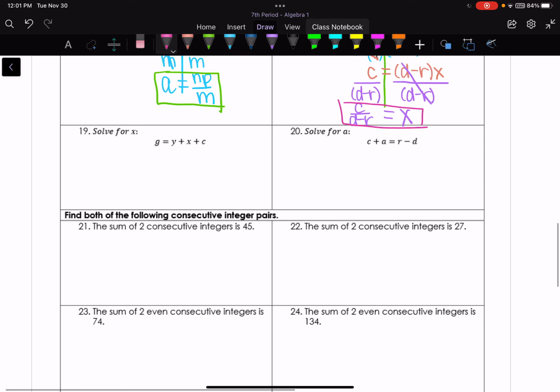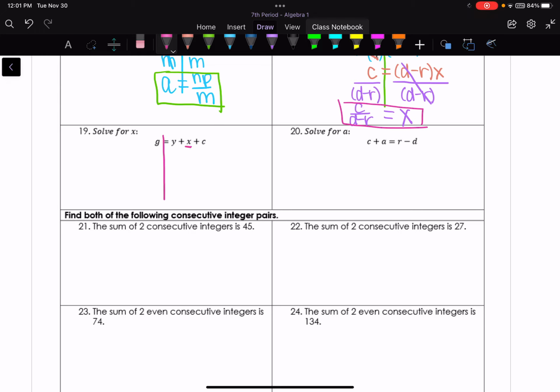All right, the next one. Number 19, it tells us to solve for x. So we've got to get x on one side and all of the other variables on the other. So again, I want to draw that line down my equal sign to see where x is and where I need to move all of my other variables.